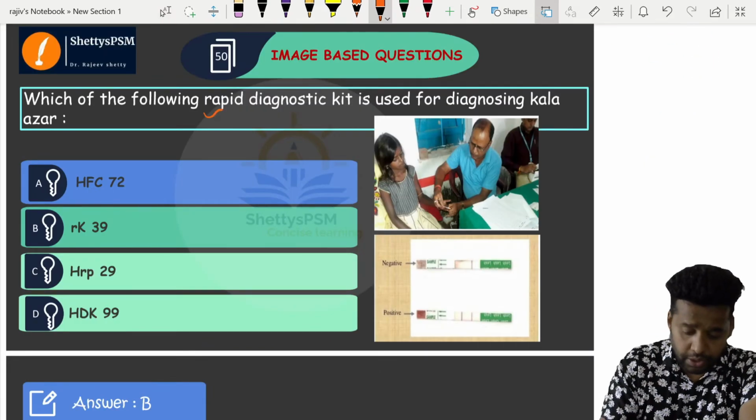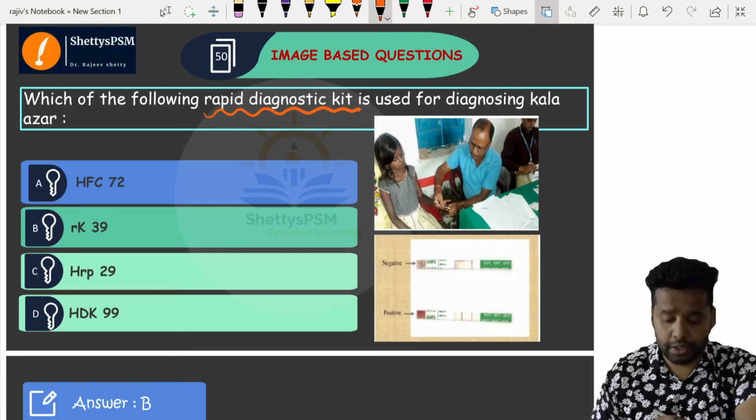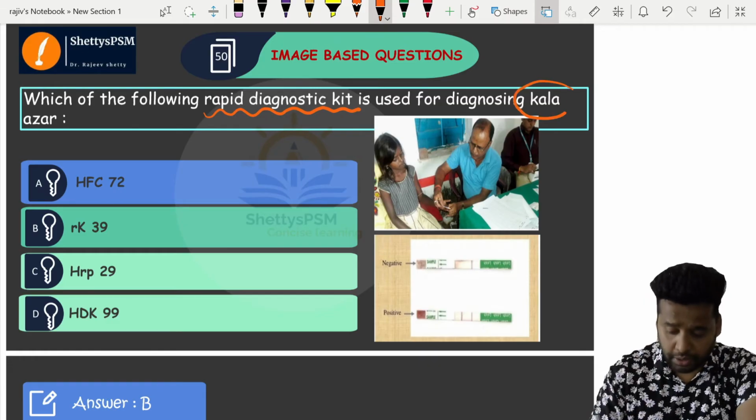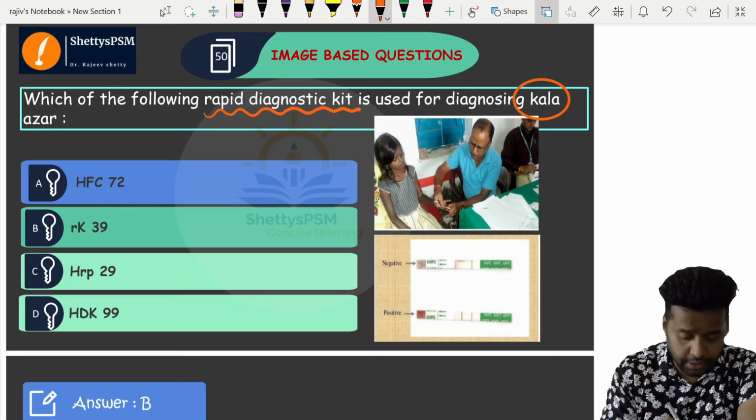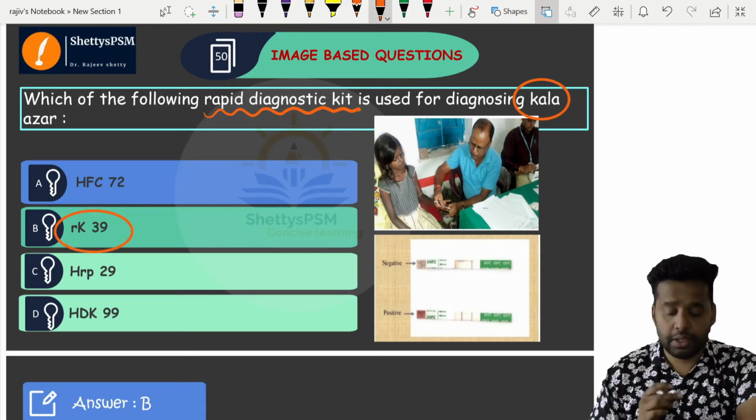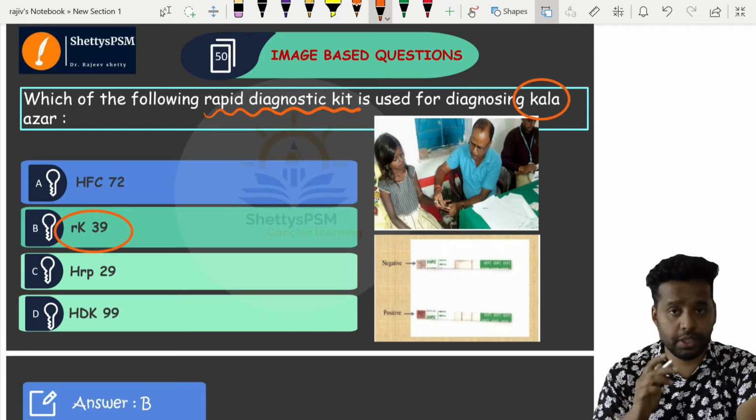Which of the following rapid diagnostic kits is used to diagnose Kala Azar? In endemic areas, what kit is used for diagnosing Kala Azar? Answer is RK39. One drop of blood. If it is positive, start treatment.